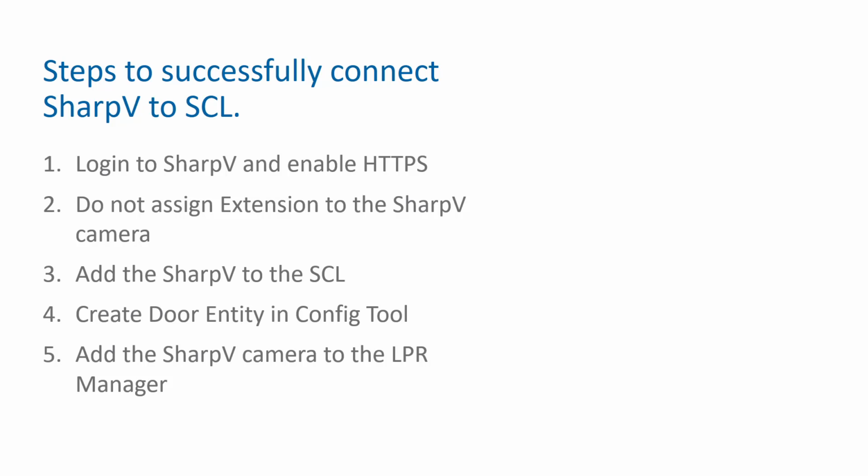Then we're going to add the SharpV to the Cloud Link. Once we add the SharpV to the Cloud Link, we're going to create the door entity in Config Tool, and if you want to, you can also add the SharpV camera to the LPR Manager. Let's go ahead and take a look at the steps in this upcoming short video.